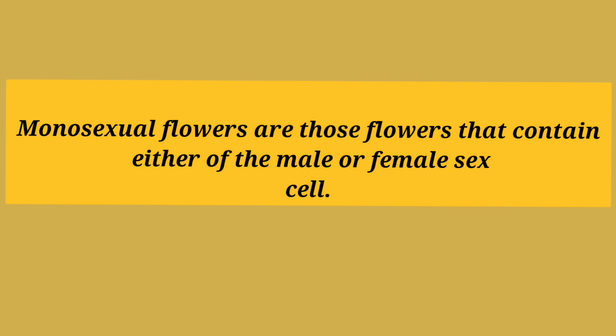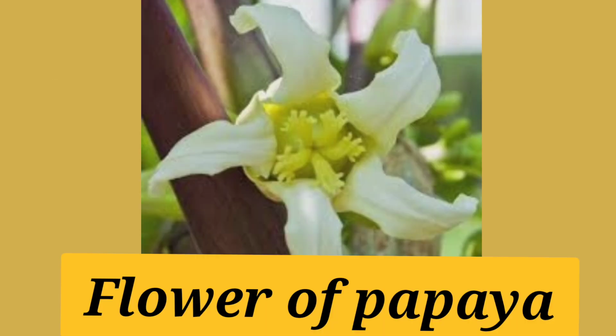Monosexual flower: a flower which contains only one of these parts is called a monosexual flower. Mono means single. Such a flower is also called an incomplete flower. Example, papaya.